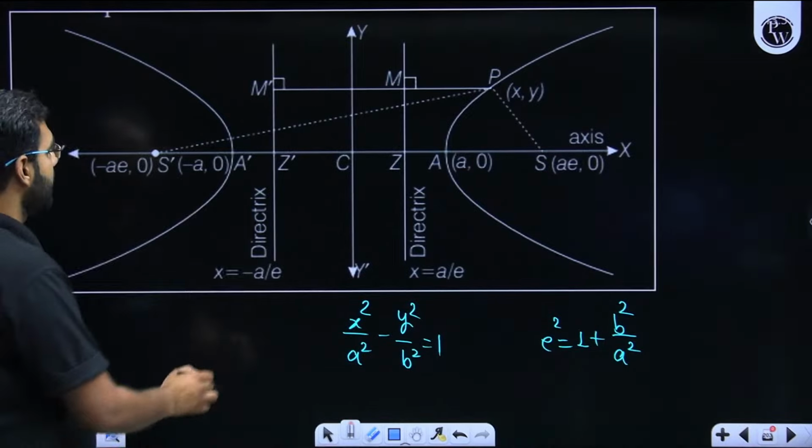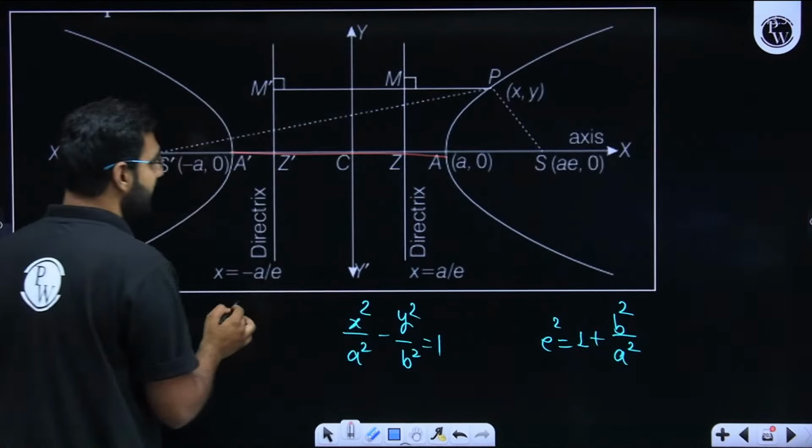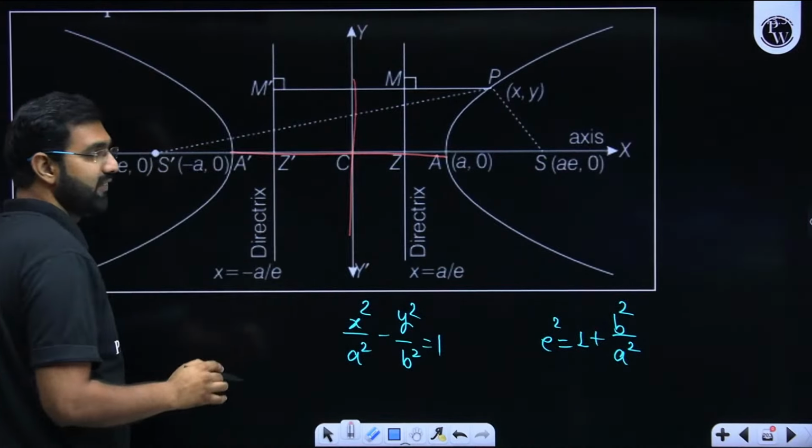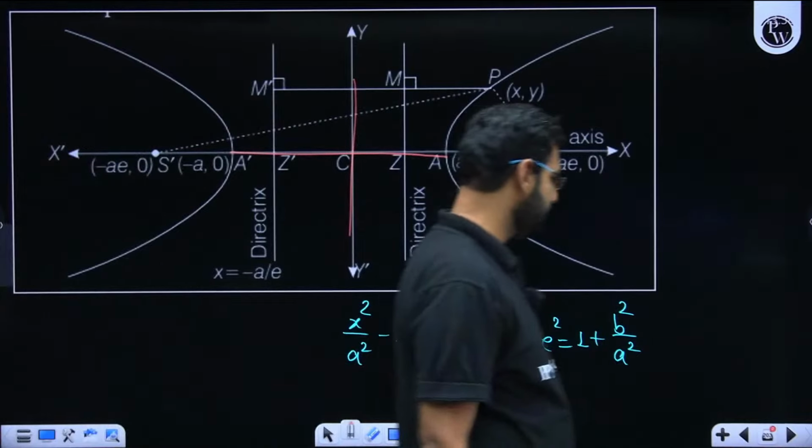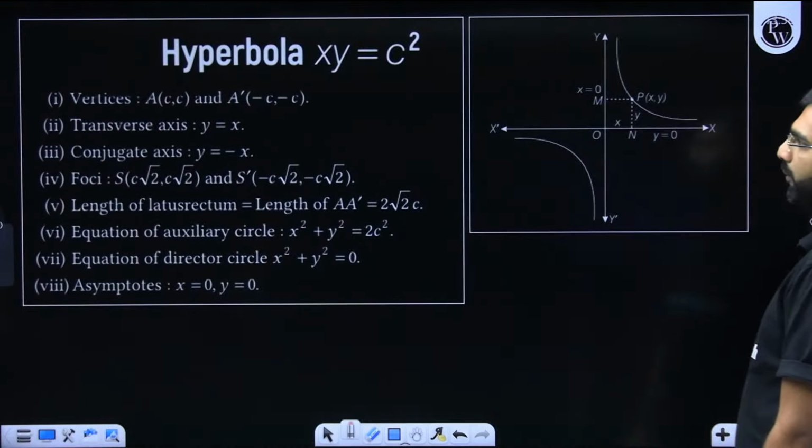And I would say again, this is your transverse axis which has length 2a. This is your conjugate axis which has length 2b. So this is, I think, all when I talk about the hyperbola.